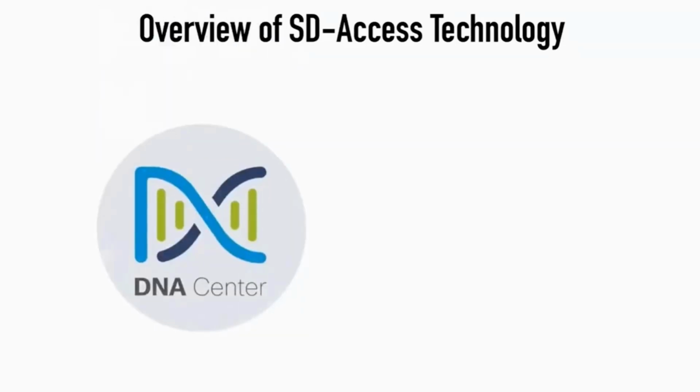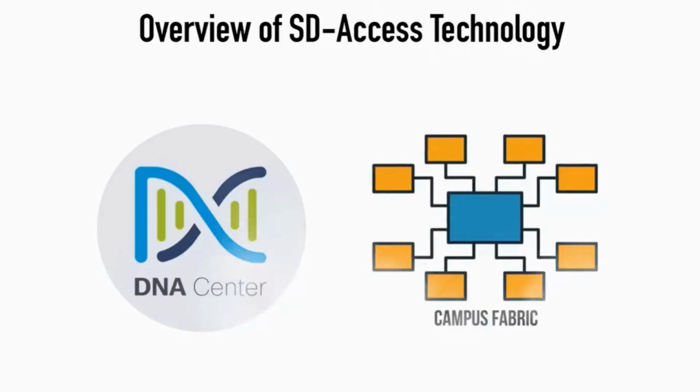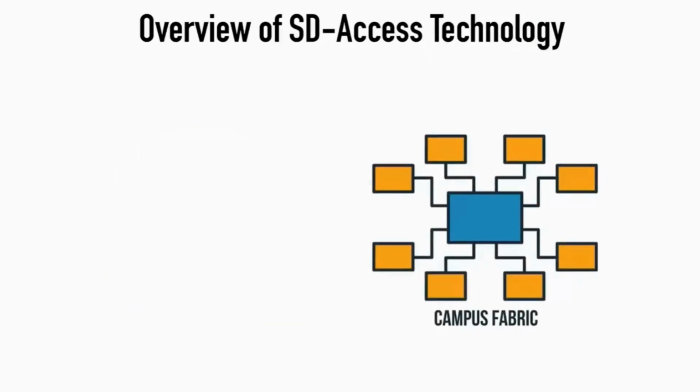We can break down the SDaccess solution into two main components: Cisco DNA Center, which we've already mentioned, that provides automation and orchestration throughout the network, and something called Campus Fabric. Recall that we discussed underlay and overlay networks in a previous video. The underlay network is our physical infrastructure, and Campus Fabric is simply another example of an overlay network. Specifically, it's a Cisco validated overlay.